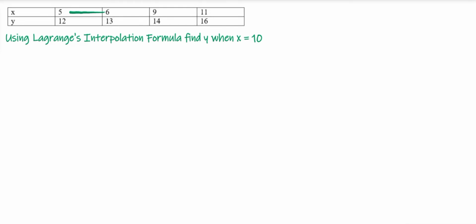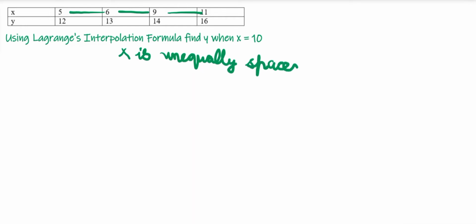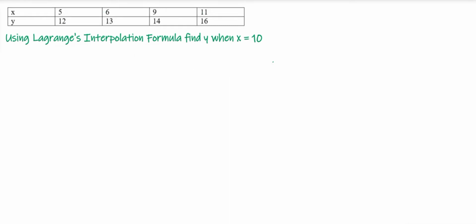Now let's solve this question. Here, as you can see, all the values of x are unequally spaced. That is, there is no equal difference between the values of x. Using Lagrange's interpolation formula, find y when x is equal to 10. So we have y of x is equal to, first term we'll take it as f of x naught, or we can even say y naught.